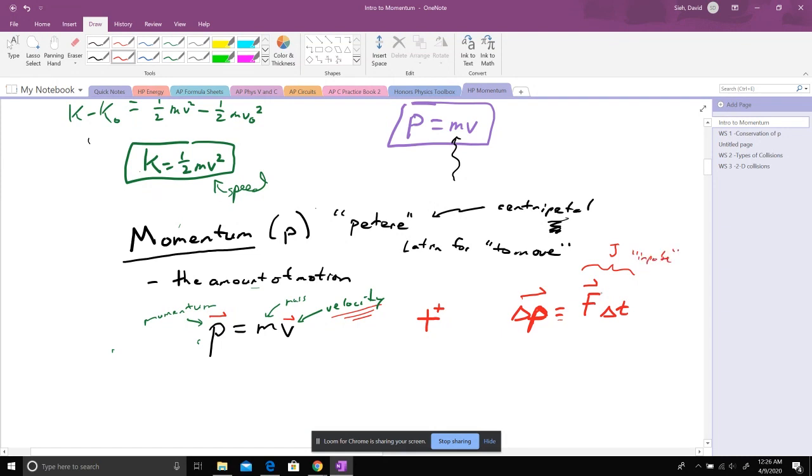Impulse has a direction. That's the direction the force is in. That's also the direction the momentum changes by. If I push to the right, it gains momentum to the right. If I push to the left, it gains momentum to the left.